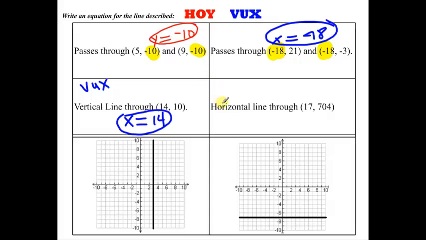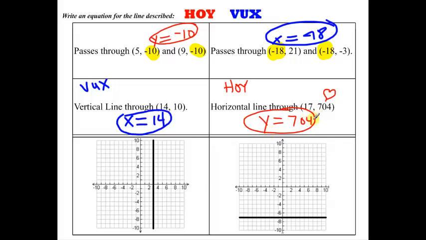All right, in our next example, we've got a horizontal line, and we can remember that with our HOY VUX. So horizontal line is a y equals equation. Look at that point, check out what y is equal to. Oh, holy moly. Did anybody just love this number? This is my favorite number, guys, 17,704. What's the y part of that? 704. So y equals 704 is my equation.